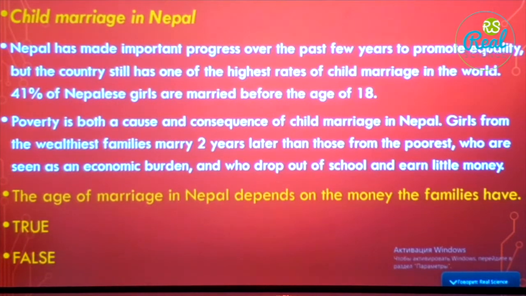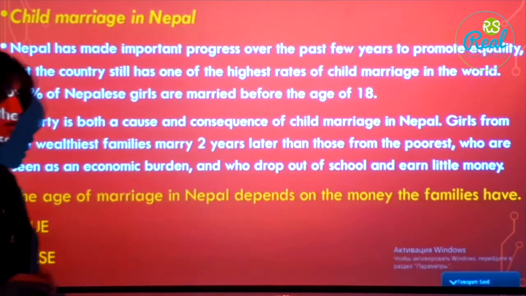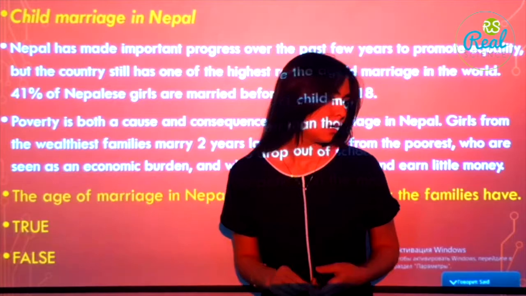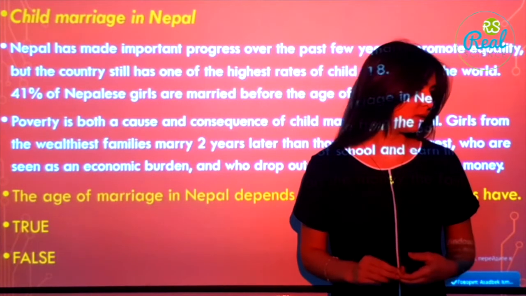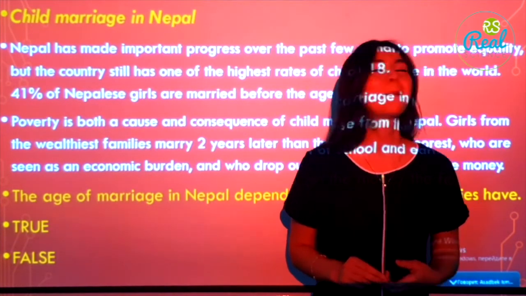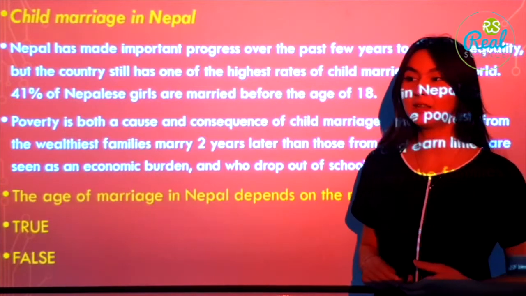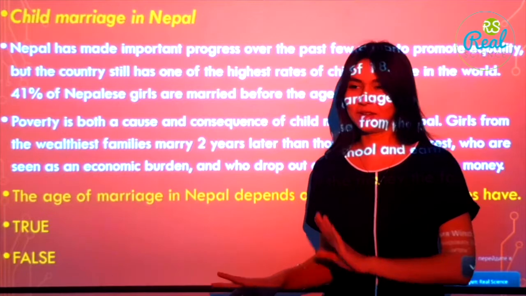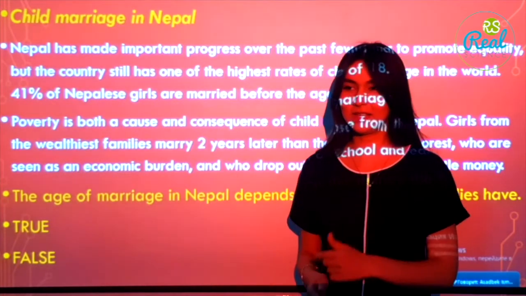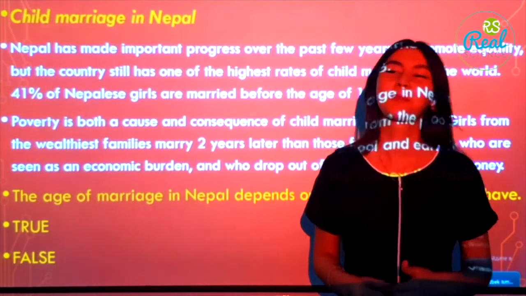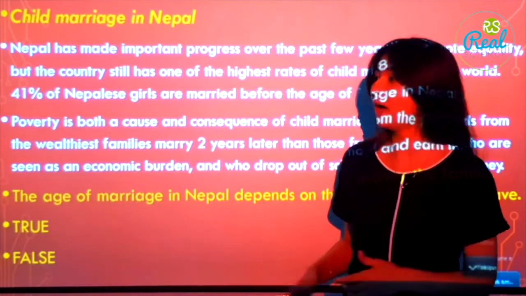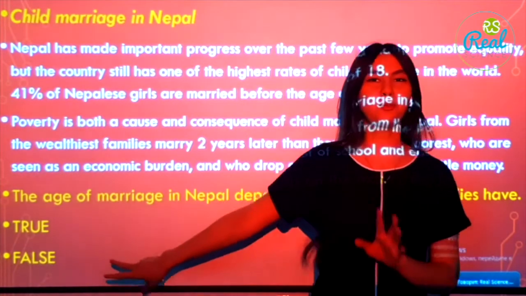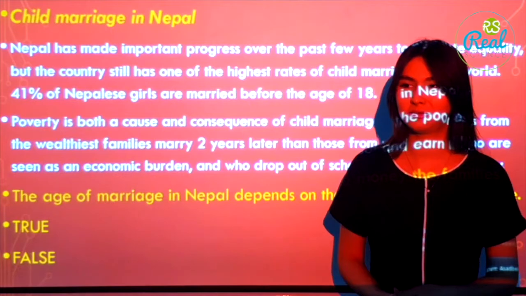Girls from the wealthiest families marry 2 years later than those from the poorest. Statement: True or false. I'm just asking, is there a not given option or not? No. Now let's see the correct answer, guys. So Asadbek thinks that there are no options. No, I'm just asking, is there an option? Just that in the question, there are just 2 options, true and false.